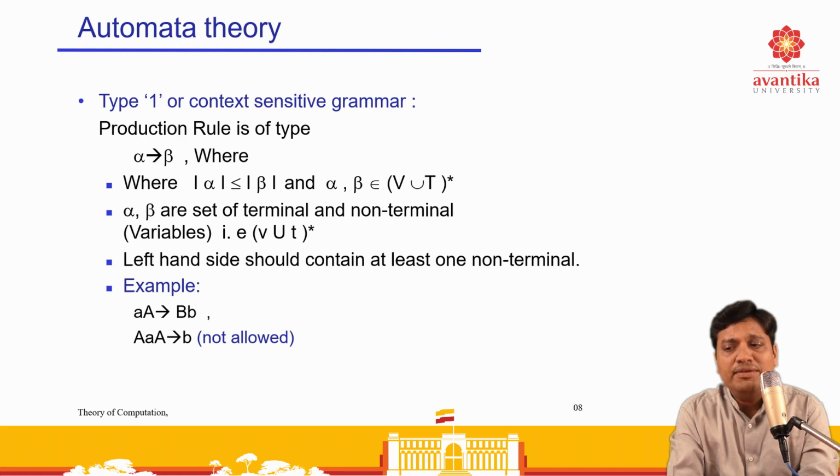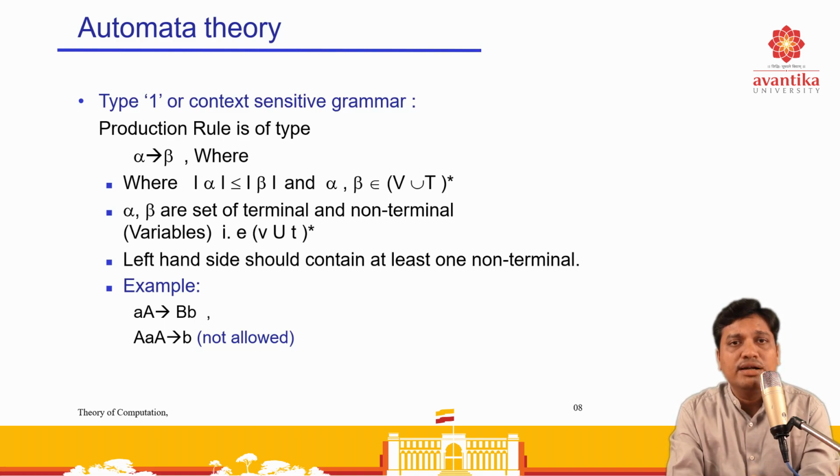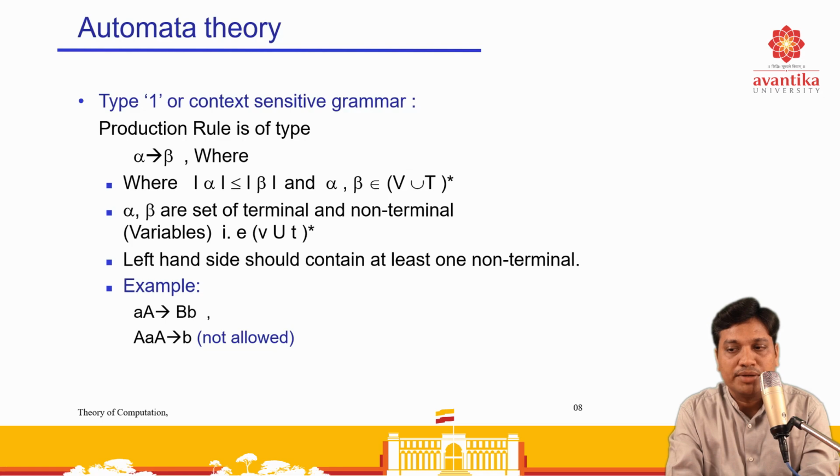The left-hand side should contain at least one non-terminal. This is the essential condition of context-sensitive grammar. Here see the example. Taking example 1, small a and capital A tends to capital B and small b. This is allowed in a context-sensitive grammar. But move forward to the second example, small a, capital A tends to B. That is not allowed in context-sensitive grammar.